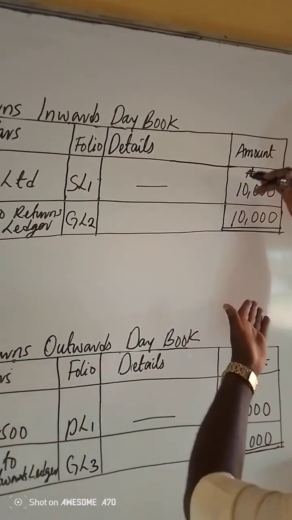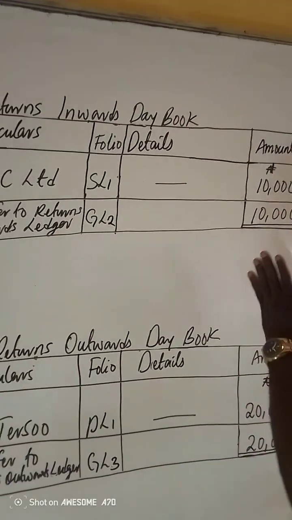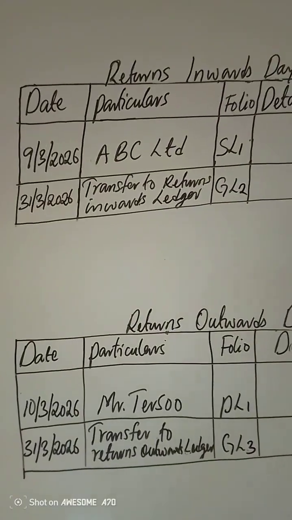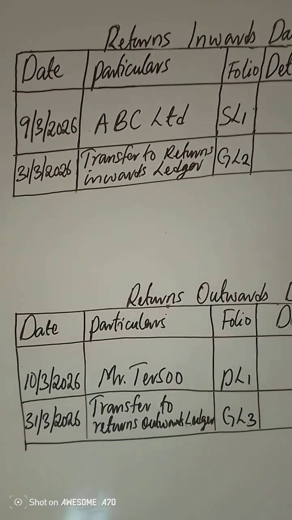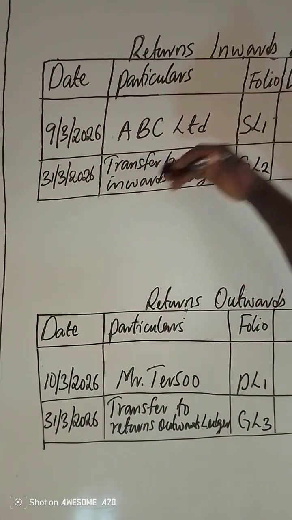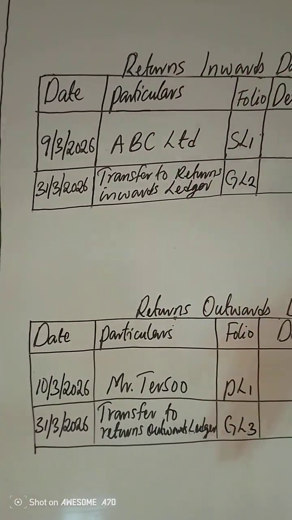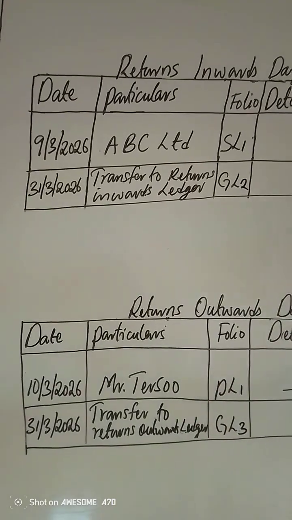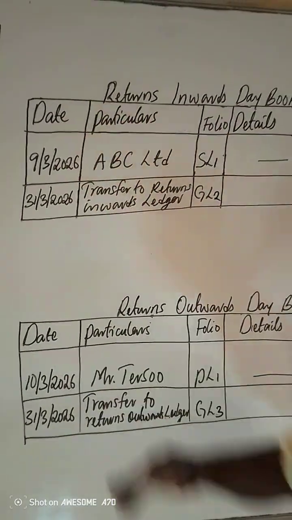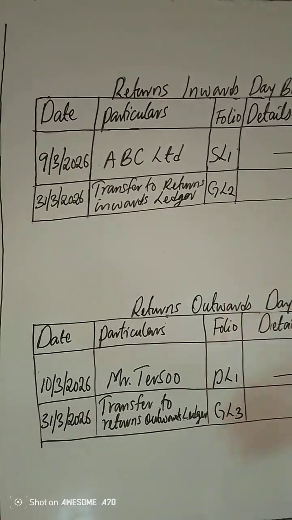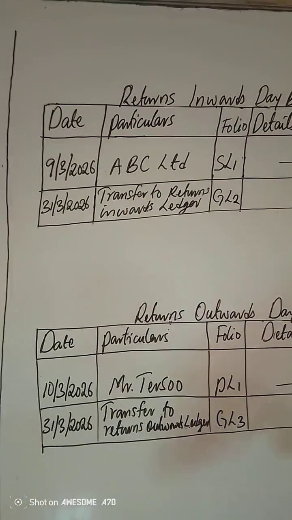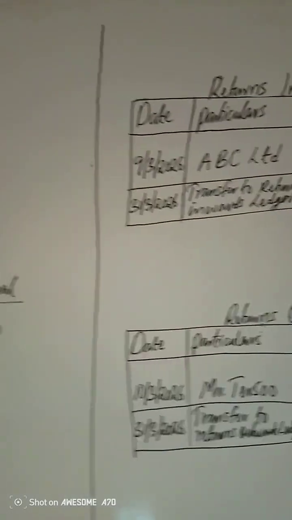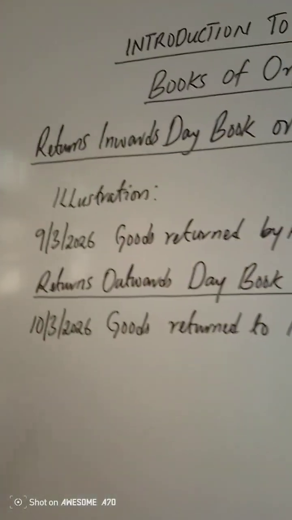At the end of the period, the total of all the returns will be put together and then transferred to what is called the returns inward ledger, which falls under the general ledger. So here we just have one illustration, but if there are more, don't forget to put each illustration, close it, don't close the total, and then you add all the values and take the final value at the end of the month to what is called the returns inward ledger, which is the link between the daybook and the ledger.